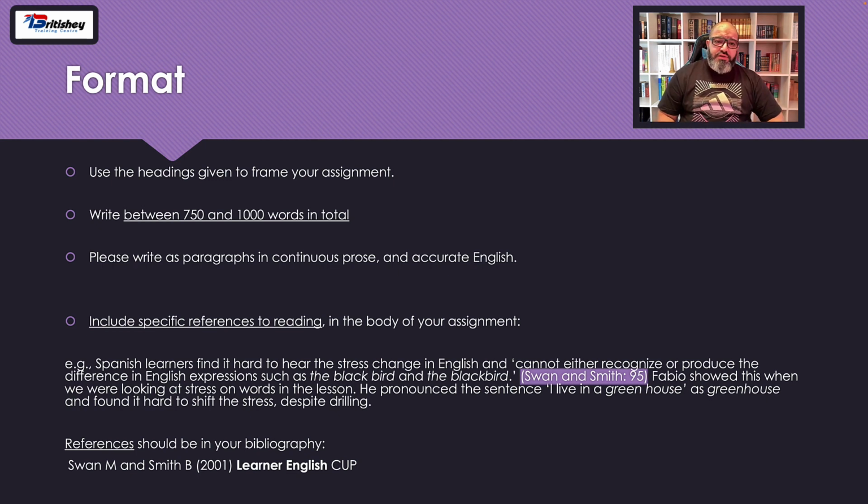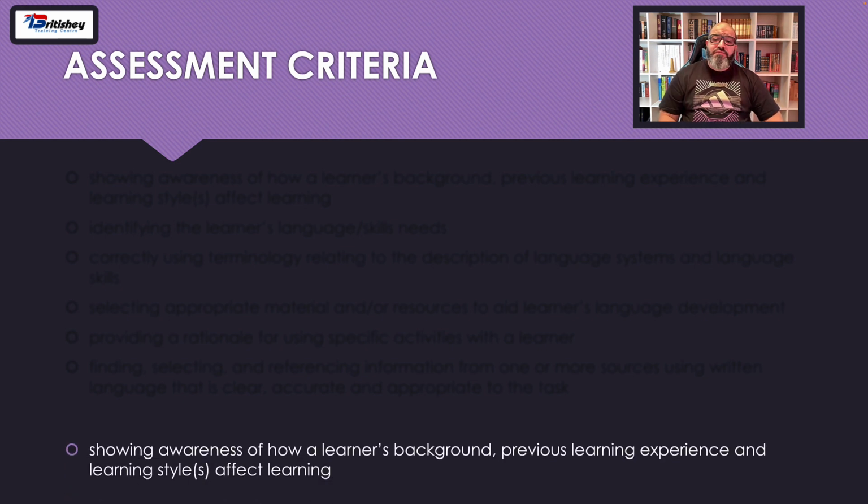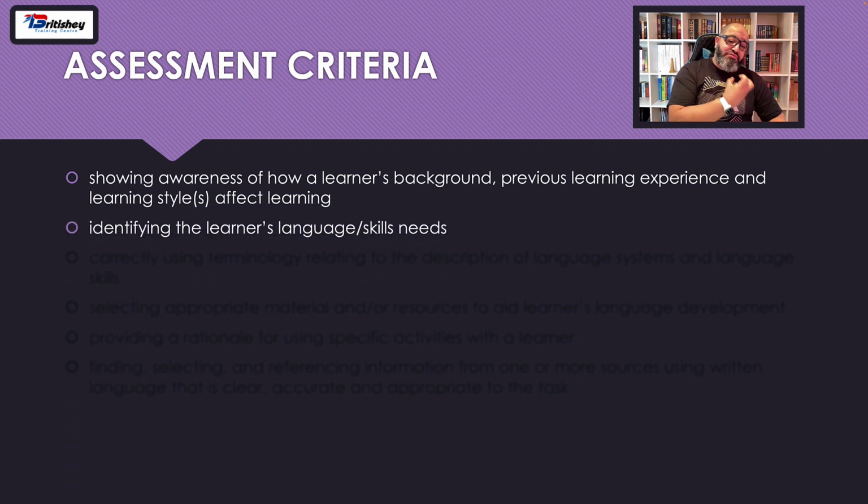Fine. Now, what are the assessment criteria for this assignment? Number 1, you need to show that you are aware of how a learner's background, previous learning experience, and learning styles affect learning. And this is something that we're going to check and see how you will do it through the assignment. Number 2, identifying the learner's language skills needs. And this is what Cambridge expects from you.